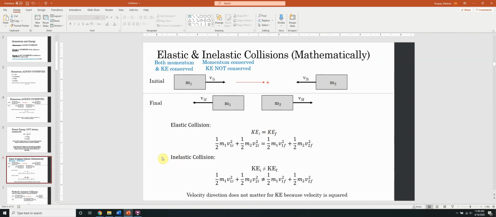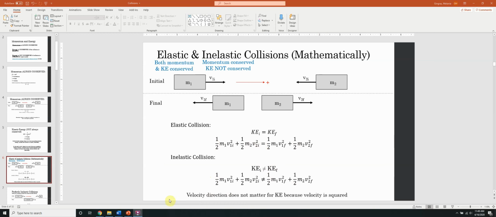Now, if you have an inelastic collision, that means your kinetic energy before is not equal to your kinetic energy after. You're going to lose some energy, right? So if you were to set up your equation the same way we have here, these two quantities would not be equivalent, right? Because we're losing some energy.